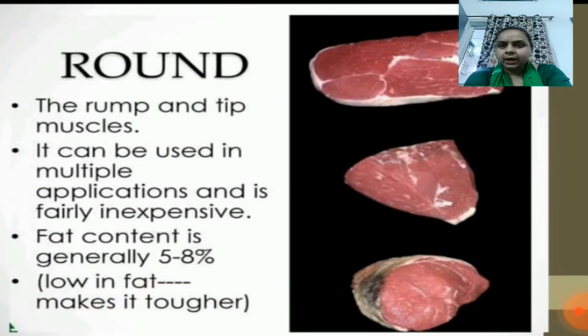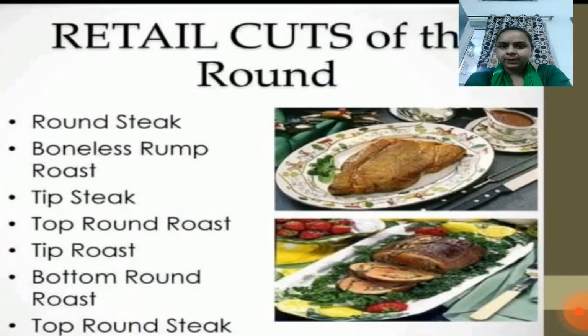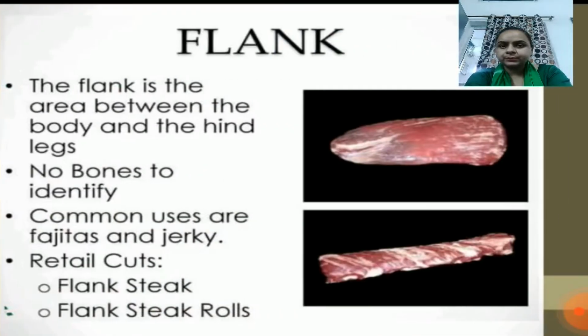Round cut: the rump and tip muscles. It can be used in multiple applications and is fairly inexpensive. Fat content is generally 5 to 8%, and being low in fat makes it tougher. Retail cuts: round steak, boneless rump roast, tip steak, top round roast, tip roast, bottom round roast, top round steaks. These are the retail cuts of the round.